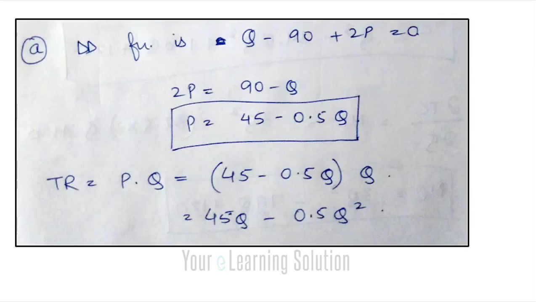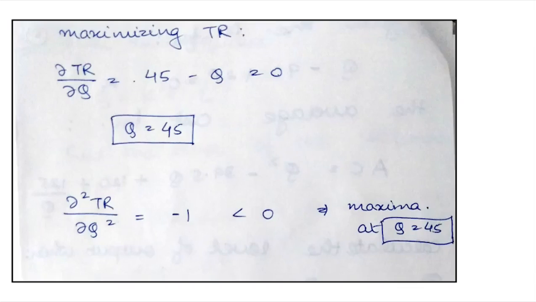So you have P is equal to 45 minus 0.5q. You have your TR, which you can write out as P into Q, which you can write out. And after you've written your TR, you have to maximize your total revenue. So delta TR by delta Q has to be put equal to 0. 45 minus Q is 0 and Q is equal to 45. Checking the second order condition, delta 2 TR by delta Q is going to be minus 1, which is less than 0, so you have a maximum.